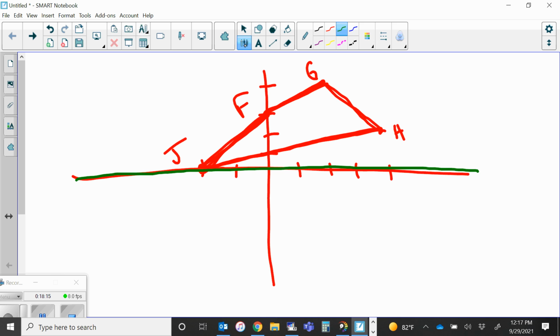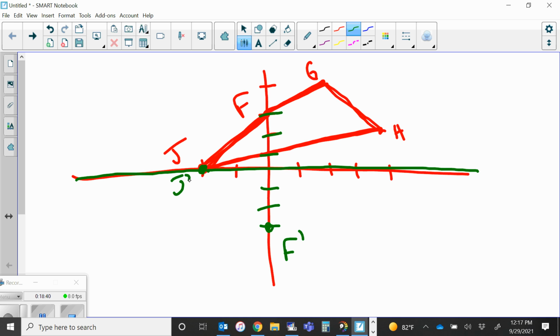when I want to flip this over, don't I just go, hey, that was up 1, 2, 3 for F, so I'm just going to go down 1, 2, 3, boom, there's F prime. Are you following me? What happens when I try to flip J over the line? It stays right on the line, doesn't it? So this would also be not just J, but J prime.